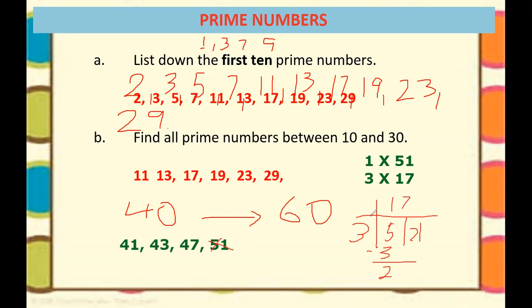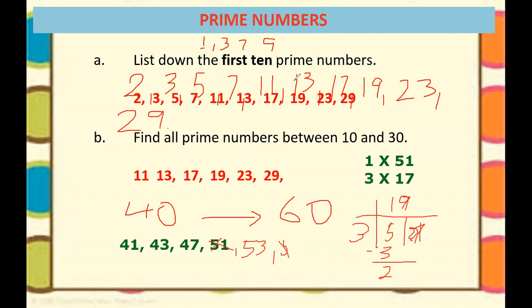Okay? How about 53? You can try. 53, so I will use this one. 5 divided by 3 is 1 and then 2, so it will be 23 here. 23 is a prime number, so 53 is a prime number. Okay? And also 57, if I put 27 here, divide by 3, it will be 19, so 57 is not a prime number.